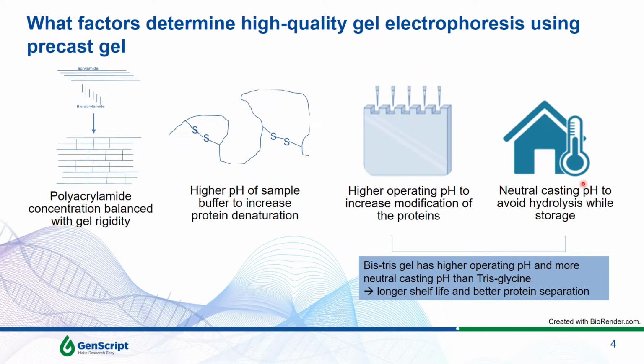Another two factors are both benefits of the Bis-Tris gels. It has higher operating pH while running to increase modification of the proteins, and neutral casting pH to avoid hydrolysis, and thus is more stable for storage and has a longer shelf life.